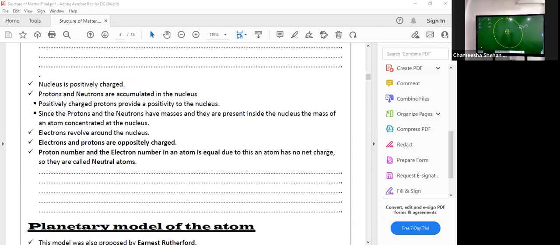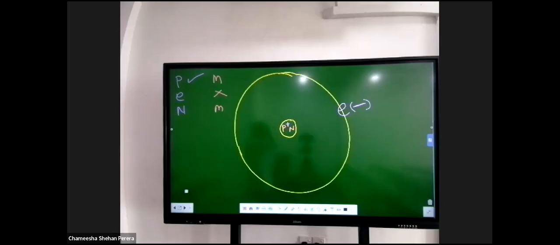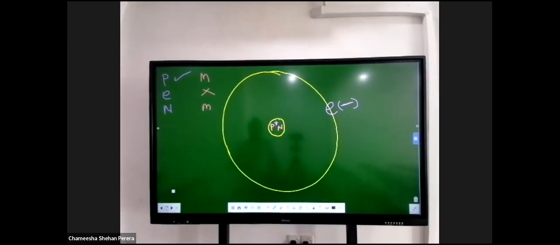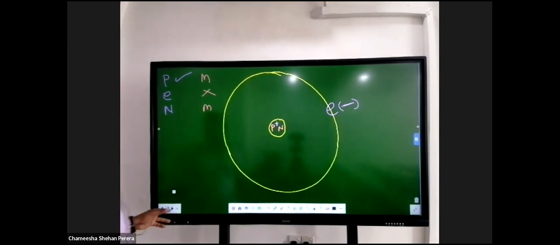So when you talk about these atoms, they have an equal number of protons and electrons. In the blank page, in the dotted line, you have to mention this.